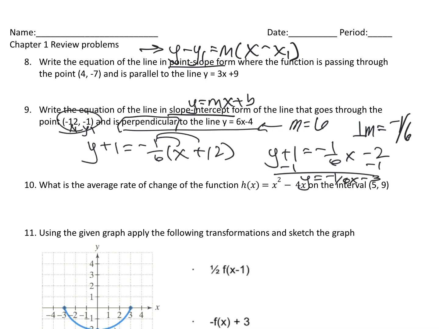For number 8, for those that are not sure, you would only have to actually do this first part here, put it in this form, so you could technically stop without distributing, and it's a parallel. So just remember that parallel lines have the same slope. You don't have to do anything extra.